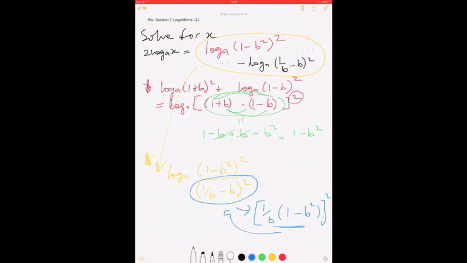Okay, so this, let's go back to yellow, is equal to log a of (1 minus b) squared over, and remember I've got the 1 over b here squared as well, so I can actually write that as 1 over b squared times (1 minus b) squared. So these terms will cancel. Okay, you happy with that?